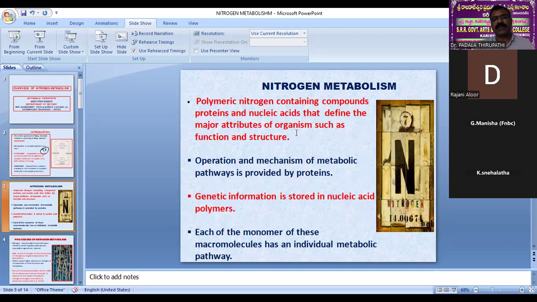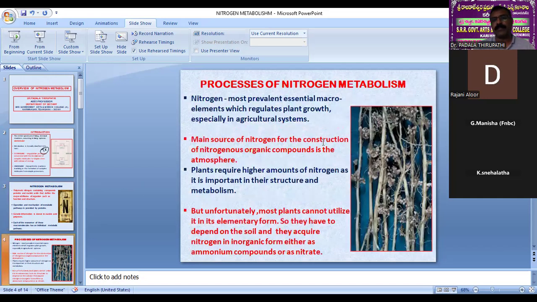Yes. Okay. So we know that nitrogen, which is available in the atmosphere, is a major attribute of organisms in terms of functions and structures. Major operations and mechanisms of metabolic pathways are provided by proteins. Nitrogen is one of the major components of amino acids, and these amino acids lead to the formation of proteins. Even though genetic information is stored in nucleic acid polymers, which depend upon nitrogen, each monomer of these macromolecules has an individual metabolic pathway. Such metabolic pathways are, as we know, of two types: anabolic and catabolic.